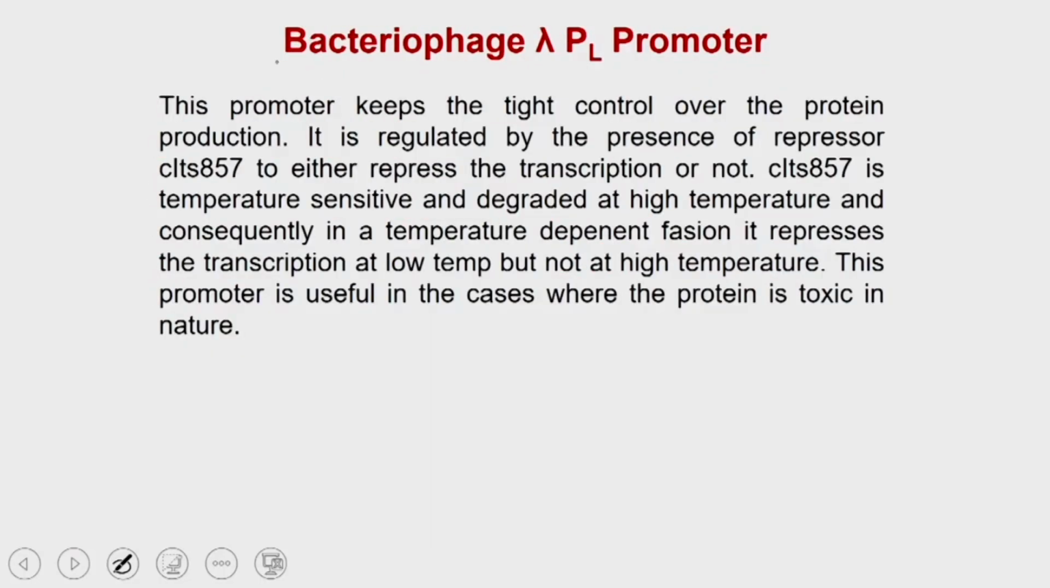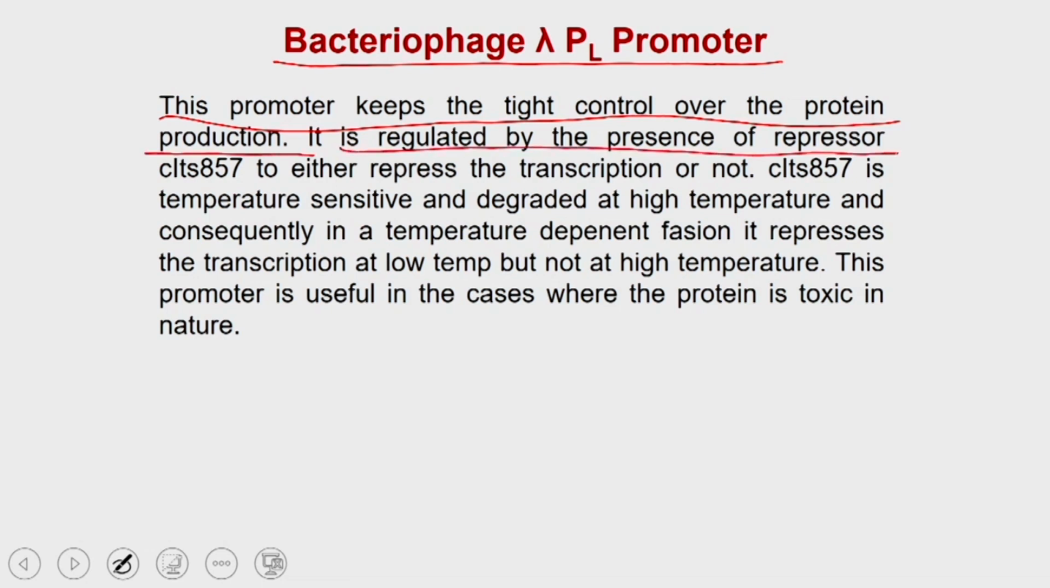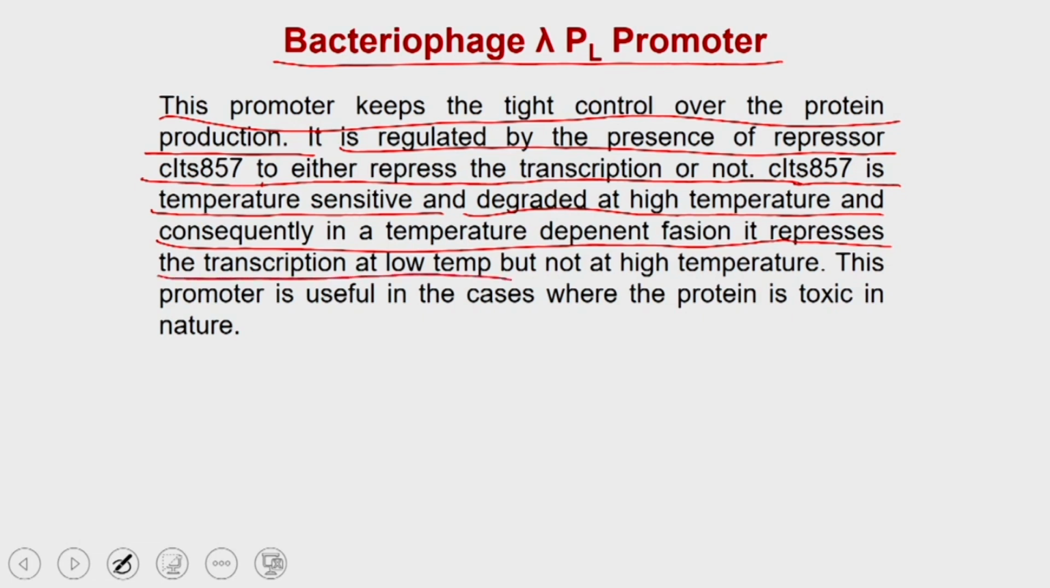Now, the second promoter that people use in the E. coli expression system is called the bacteriophage PL promoter. This promoter keeps tight control over protein production. It is regulated by the presence of a repressor called CI857 (cI857) to either repress the transcription or not. CI857 is temperature sensitive and it degrades at a high temperature, and consequently, in a temperature dependent fashion, it represses the transcription at low temperature.